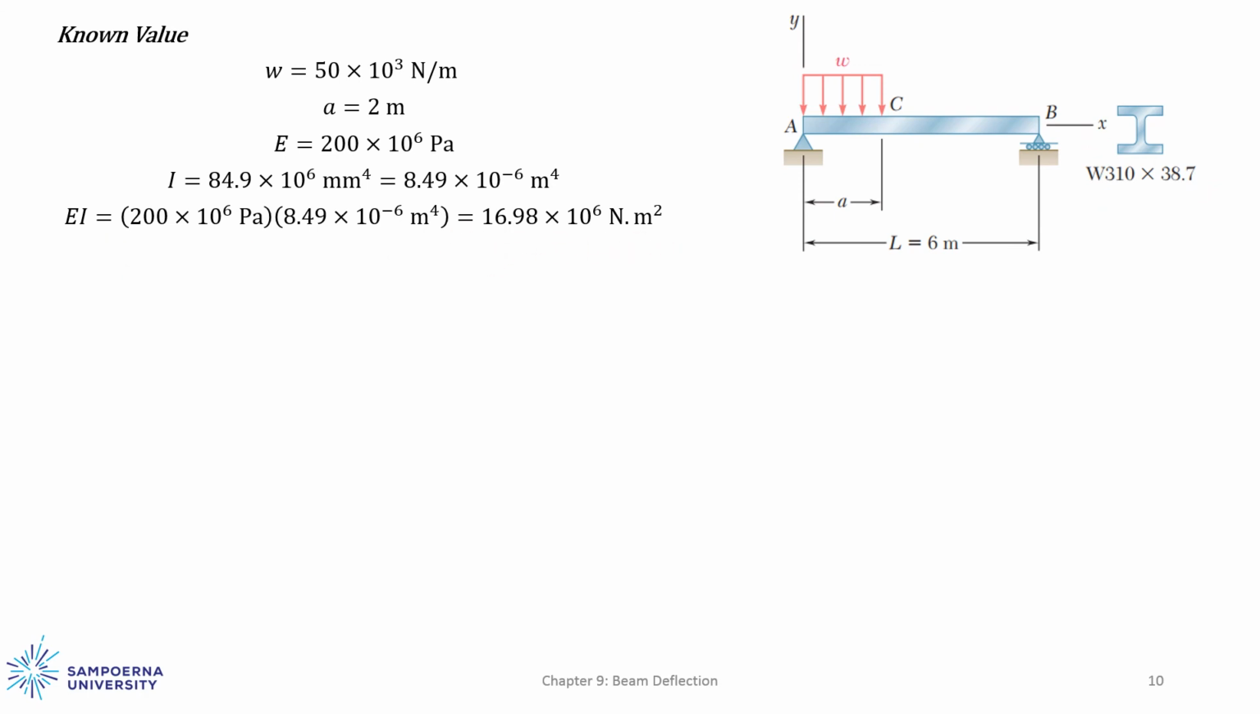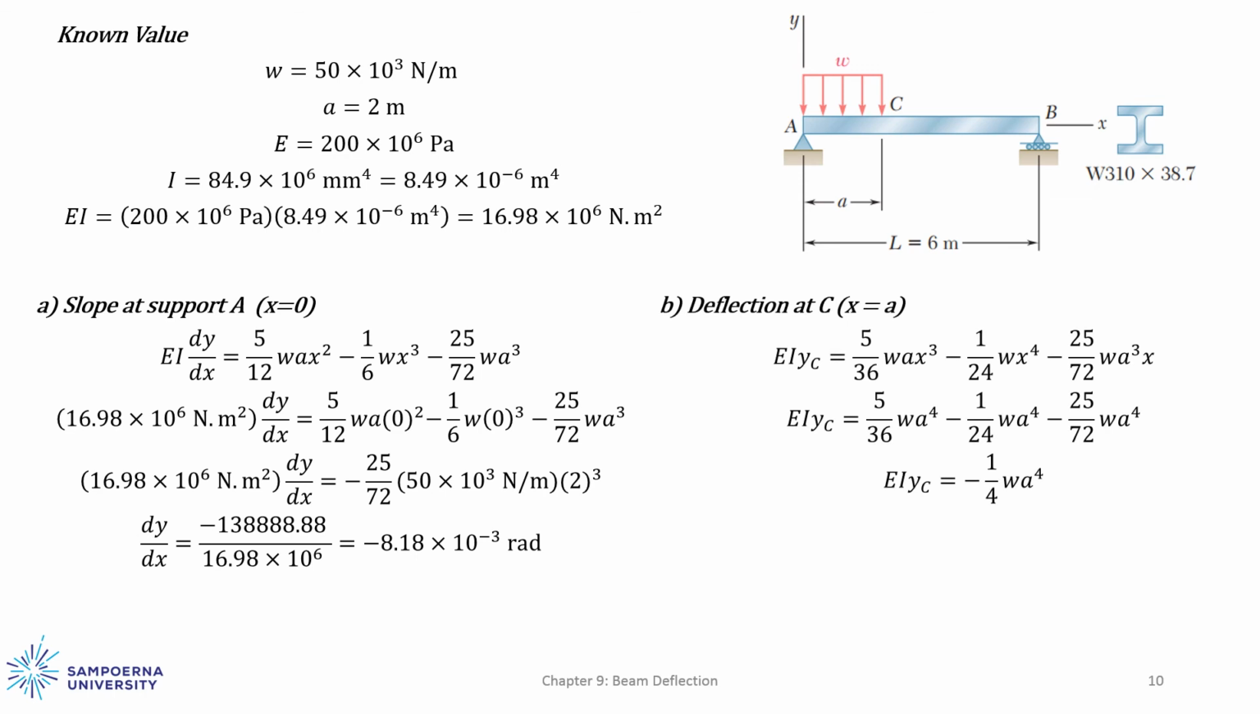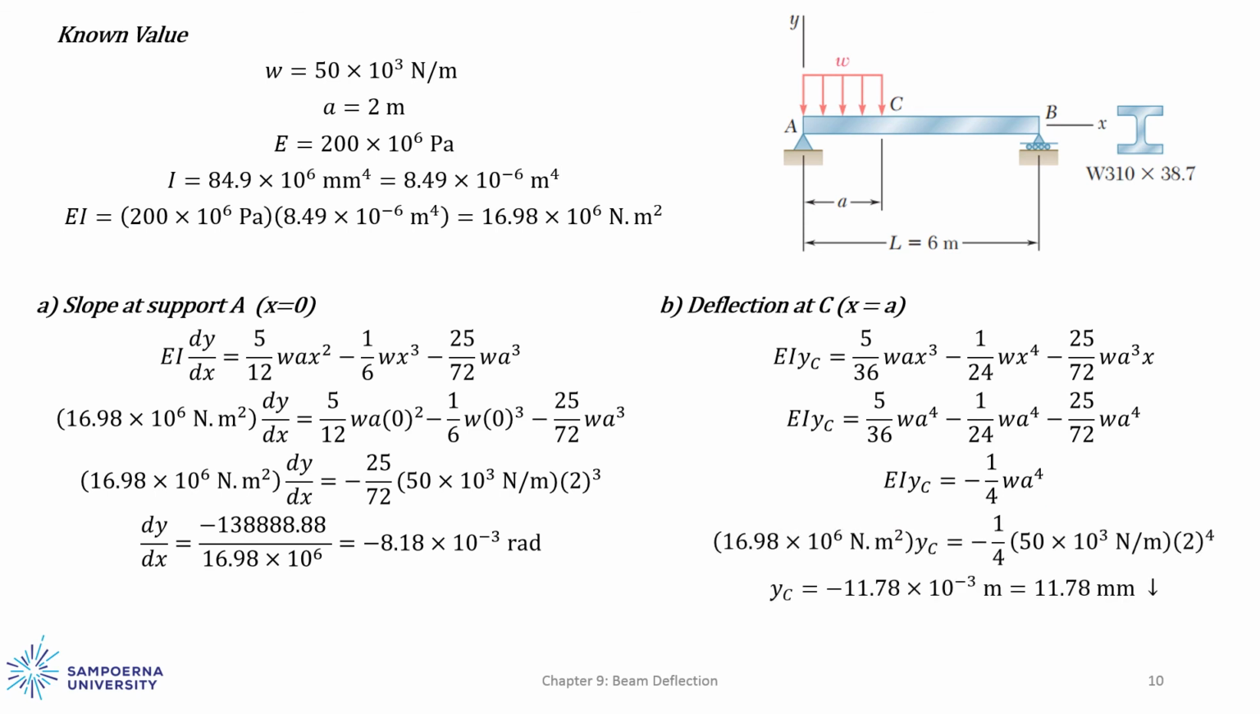Next, for question A, substitute the known values into the slope equation, and we know at A, x is equal to 0, and we get dy over dx is this. Next, for question B, we know at C, x is equal to a, so we could simplify again the equation of deflection into this. Then by applying the known values, we get yC. The value is negative, so the deflection of the beam is going down. And we get the answer.